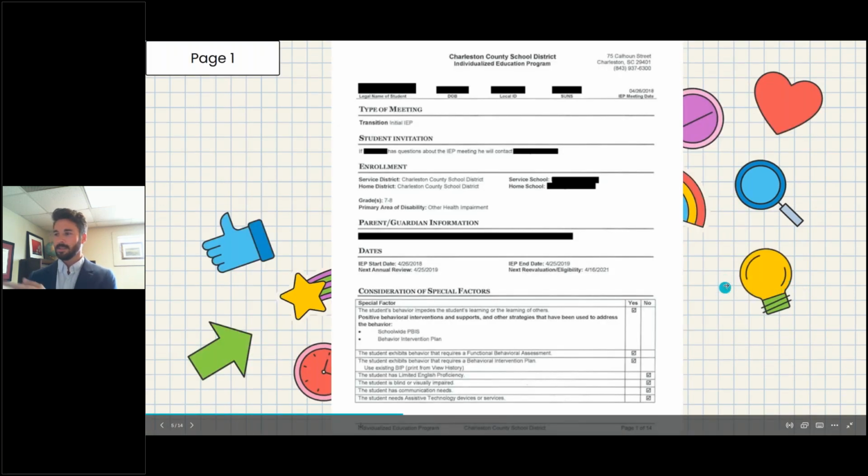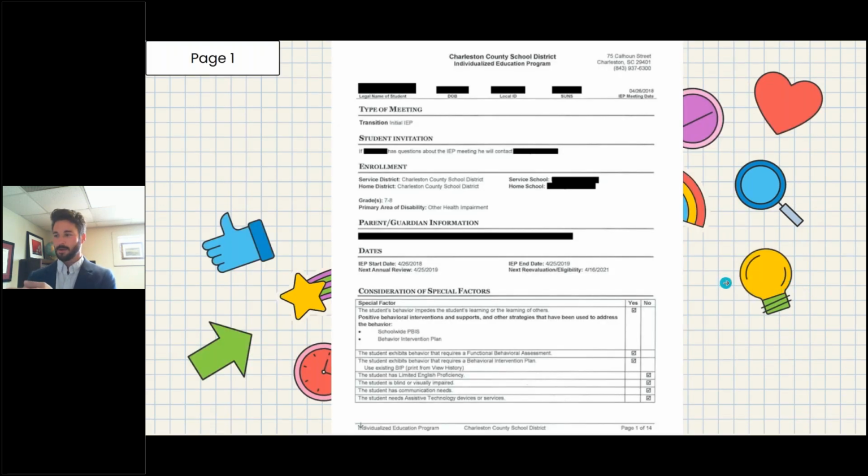And here, this is what we did last time in 1 hour. We did all this. So just to acclimate everyone to where we are, we've got a kid who's in the 7th to 8th grade range. His primary area of disability is other health impairment. So this child has an ADHD diagnosis and an ODD diagnosis, right?